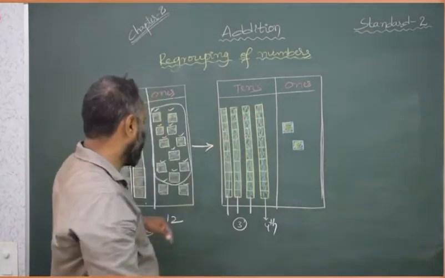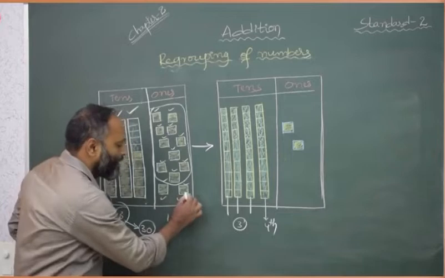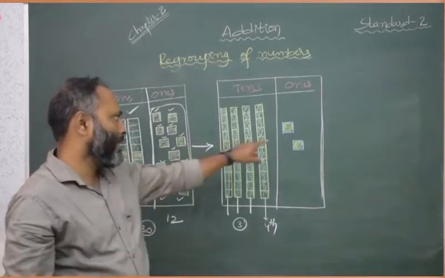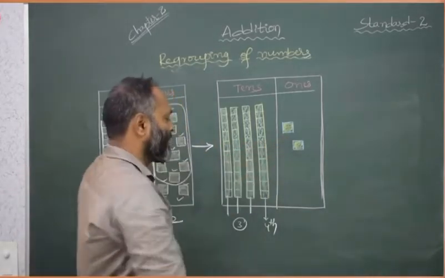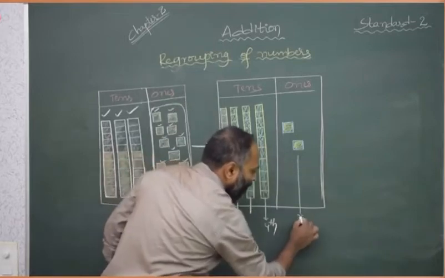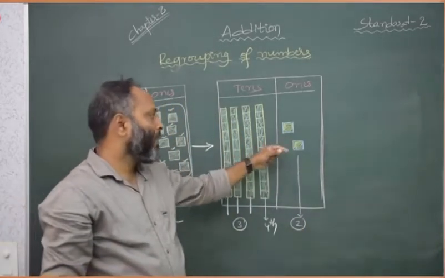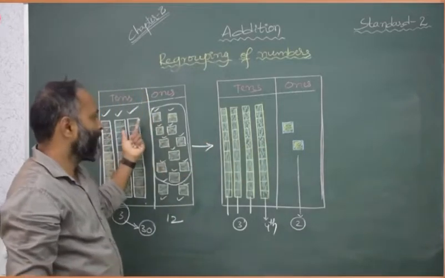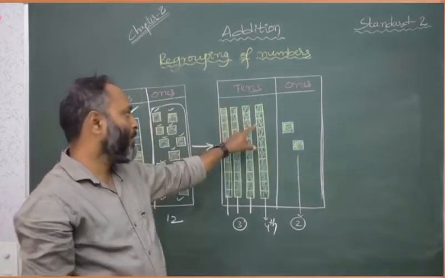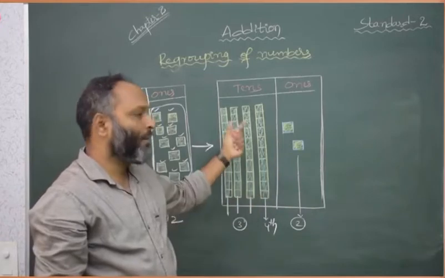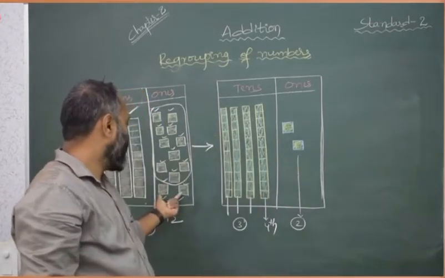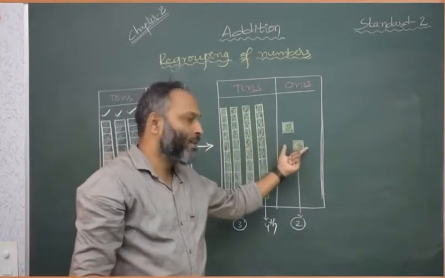Then after that, what about these 2 blocks? These 2 blocks are left in the same ones place only. So here 2 small blocks are in the ones place. After moving 10 small blocks into the tens place and making a big block in the tens place, we left 2 blocks in the ones place, as it is.